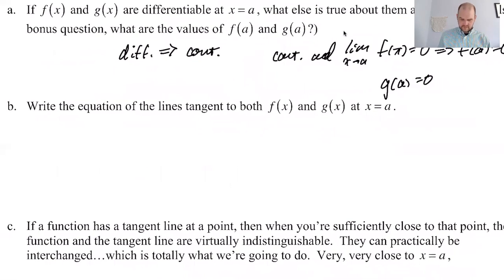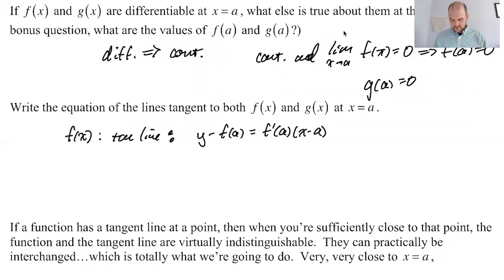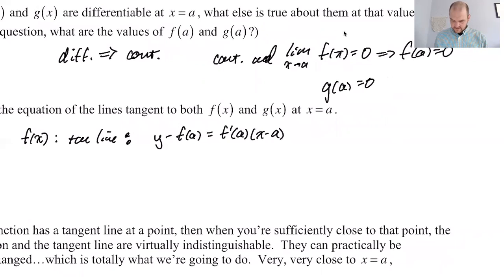All right, so for f of x, our tangent line will be, I'm just going to write y minus f of a equals f prime of a, and then x minus a. But I know that f of a is equal to 0, so I actually know that y is equal to just f prime of a times x minus a. All right, now why did I know that? I knew that because f of a equals 0.